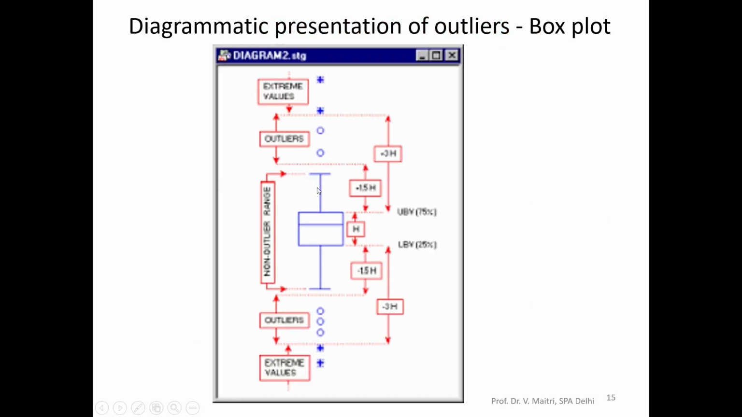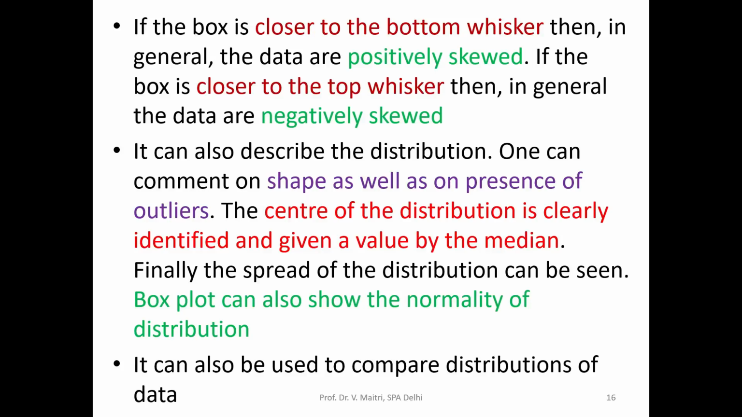So how much is spread this side, how much spread this side, and where is the concentration, that gives us, you can say, what type of data it is, how the values are scattered. So what type of distribution it is. This box plot we can also use for the purpose of comparing the distribution, comparing the data. That is the purpose of that.